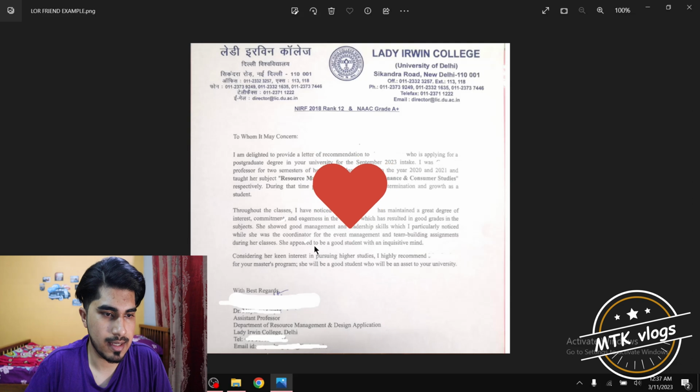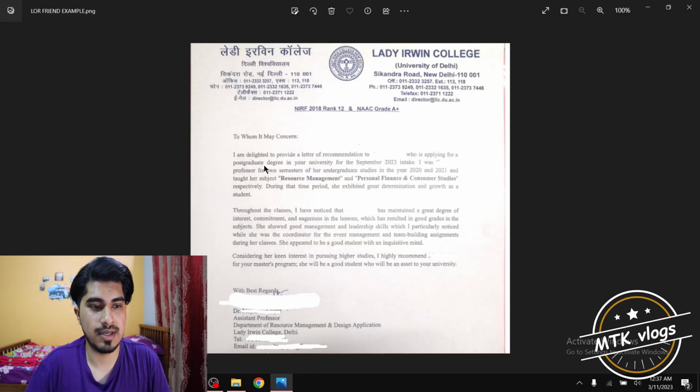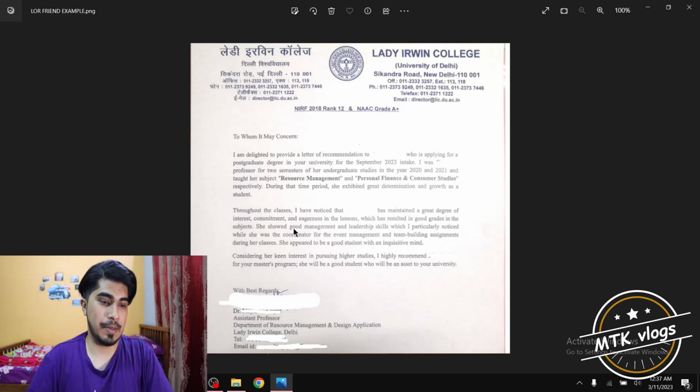As you can see in the first para, she is applying for a postgraduate degree in university, September intake, and she's telling about the 2 semesters and what she taught in her semesters. She taught her for 2 years resource management, personal finance and consumer studies, and she's just describing how good she is, good management, leadership skills, and also keen on pursuing higher studies. So she recommends her for the master's program. So let's go on to an overview of what I talked about.